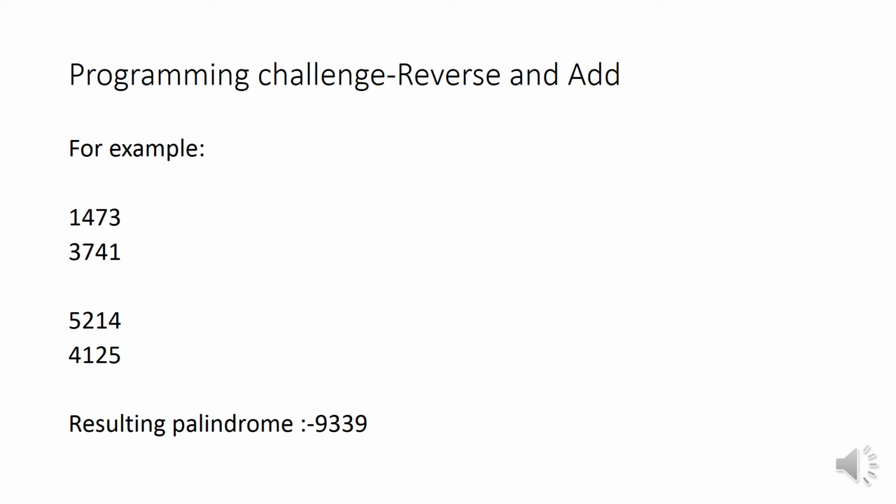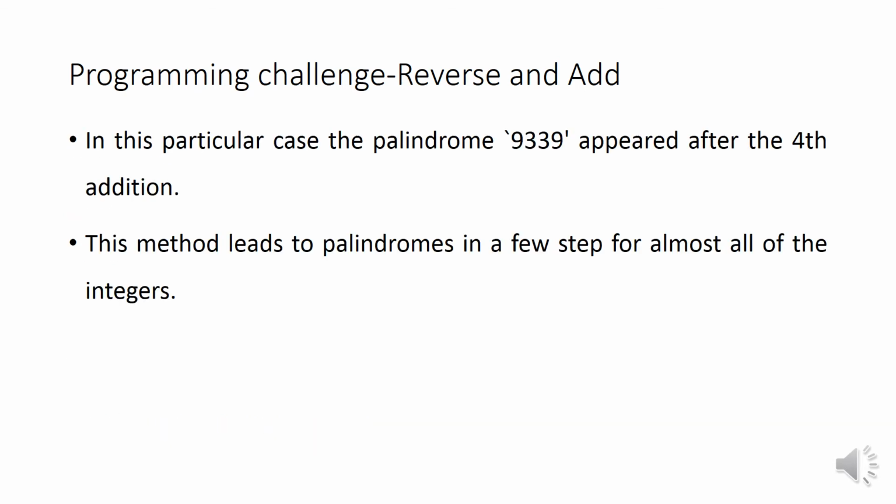That means we take the number, reverse it, and add that reverse number to the original number. We find their addition. After addition we reverse it. That will be executed until the result is a palindrome number. This is a very simple and easy program, friends. In this particular case, the palindrome 9339 appeared after the fourth addition. How the sample output appears for this program, we will also see in the next PPT.